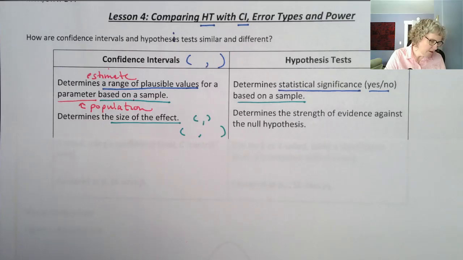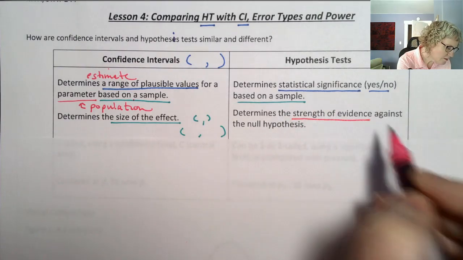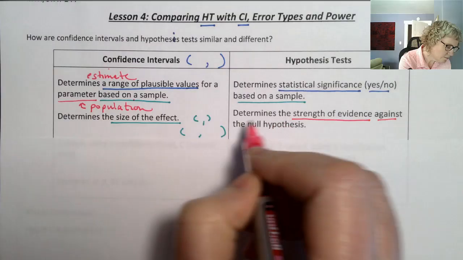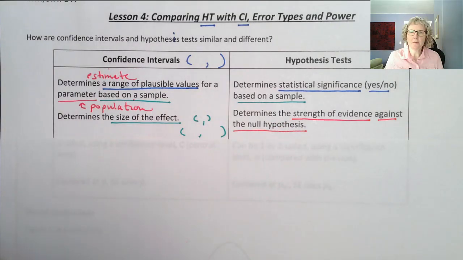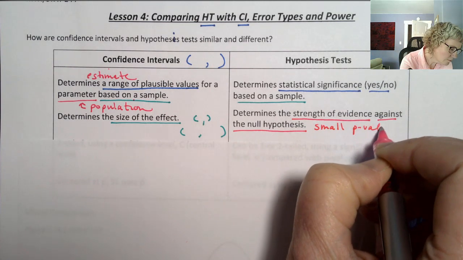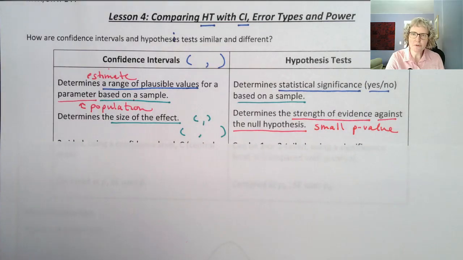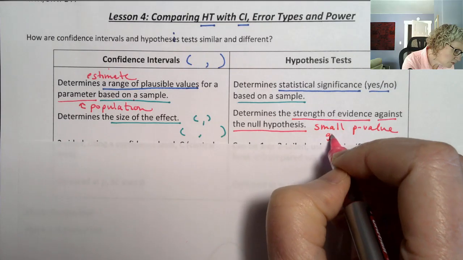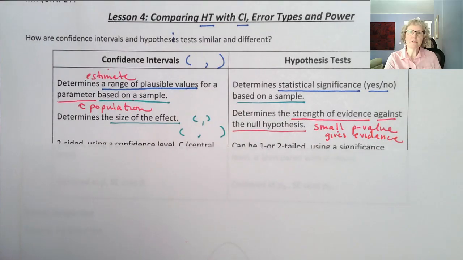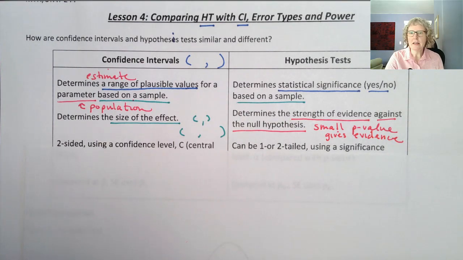The hypothesis test, on the other hand, determines the strength of evidence, and the strength of evidence is against the null. We also sometimes say for the claim or for the alternate, but it's really against the null because we're assuming the null is true. If we have a small p-value, and the smaller the p-value, the stronger the evidence, small p-value gives evidence. So we can talk about the strength of the evidence, but it's still a yes or no: reject the null or fail to reject the null.